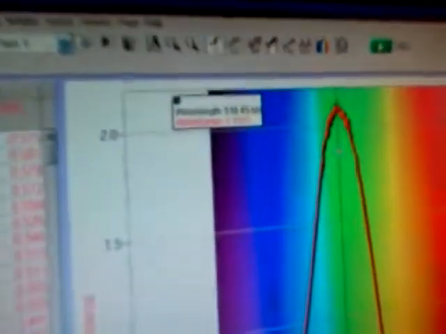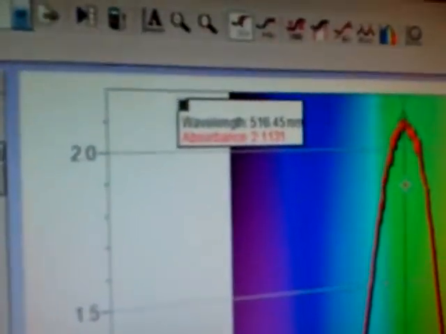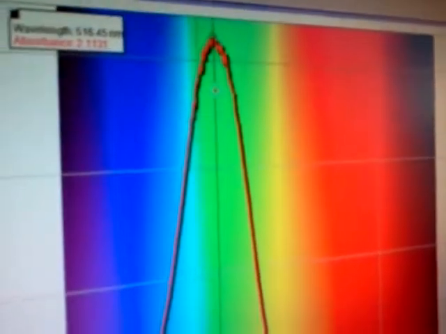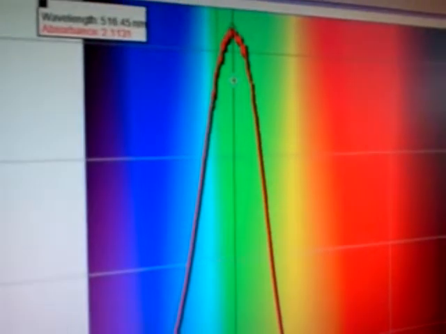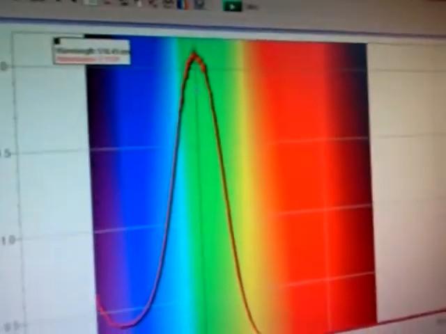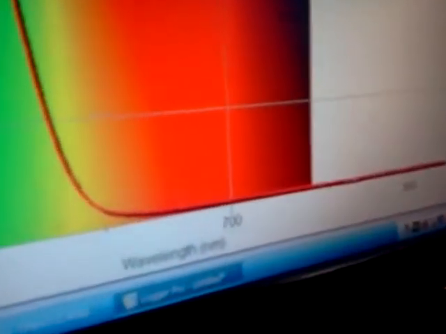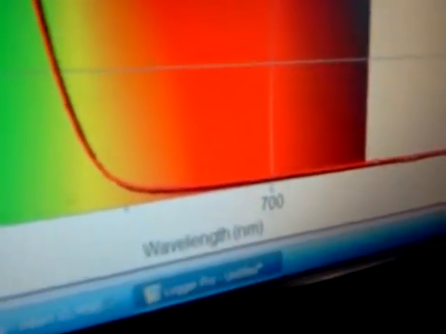Okay, so here's the acid solution, and it appears that the wavelengths absorbed are all near the green in the visible spectrum, and its absorbance max is about 2.1131 with a wavelength of 516.45 nanometers, and it appears that none of the red is absorbed, so that's why the color turns out red.